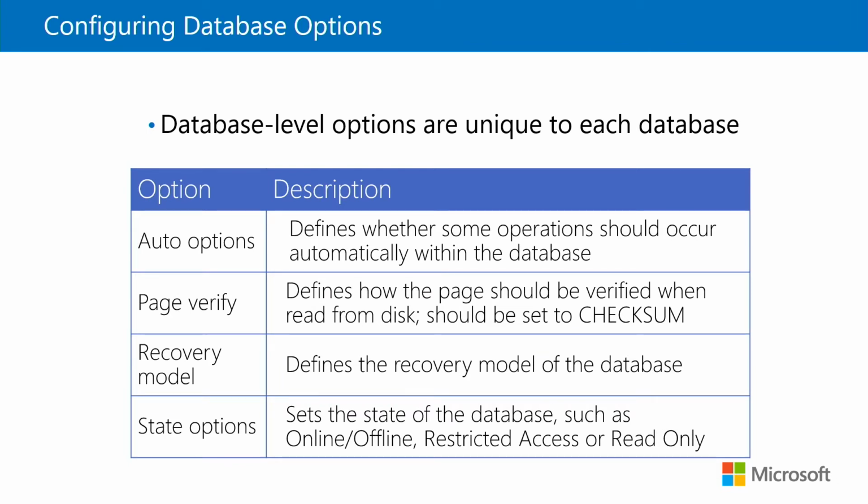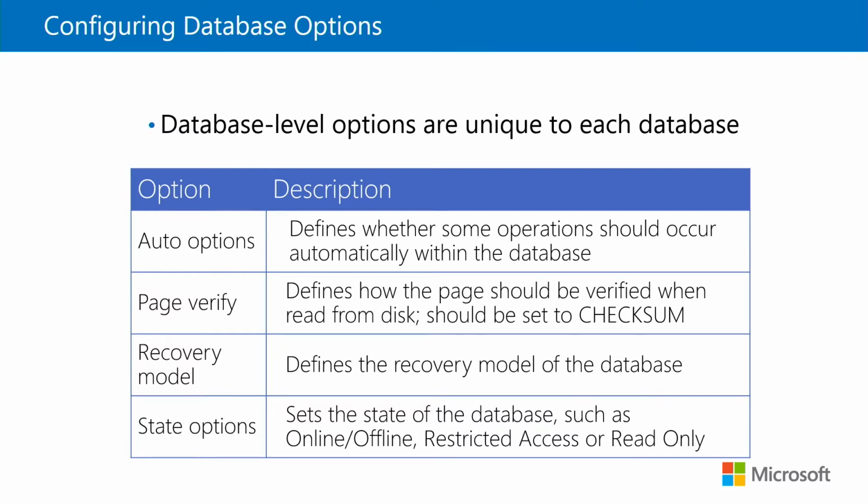The three recovery models we have are simple, full, and bulk logged. If you want to be able to back up transaction logs, you need to either be in full or bulk logged. Bulk logged is usually used for bulk operations. Simple recovery model is also referred to oftentimes as truncate log on checkpoint. You can't back up any transaction logs.